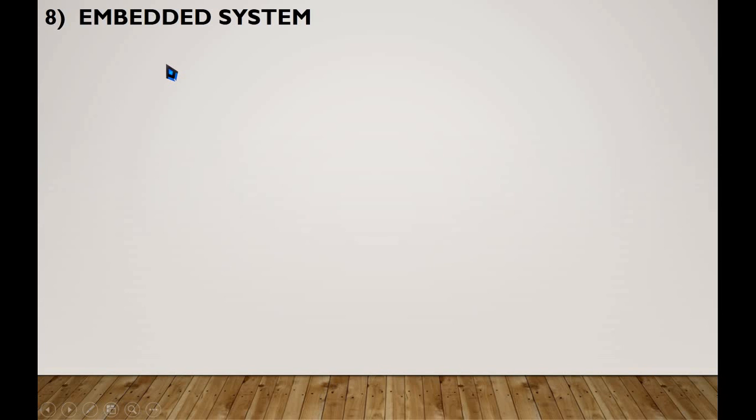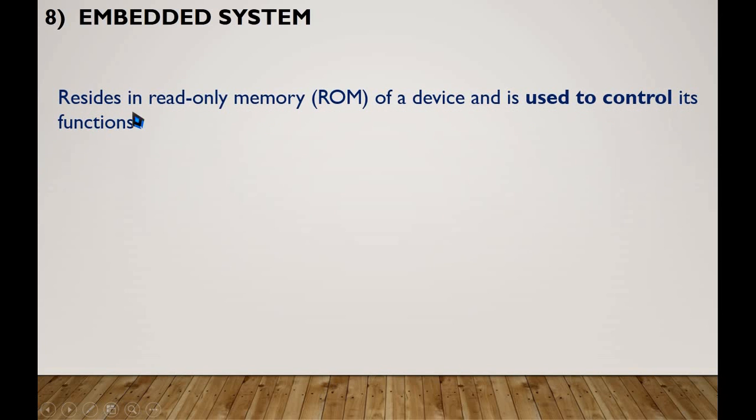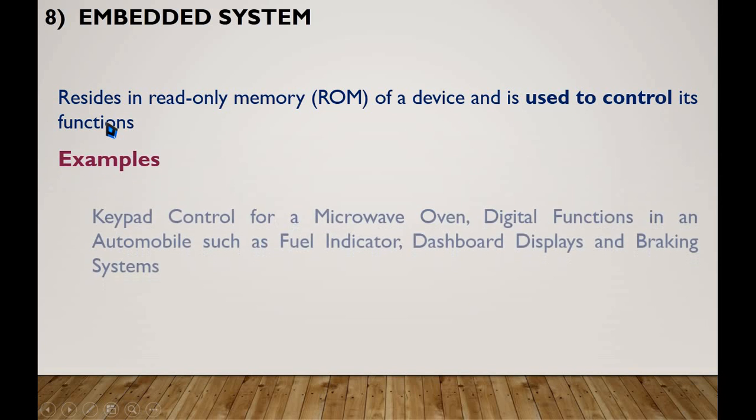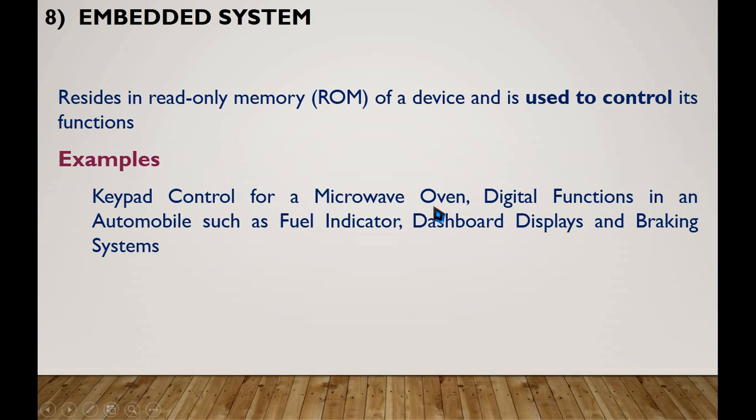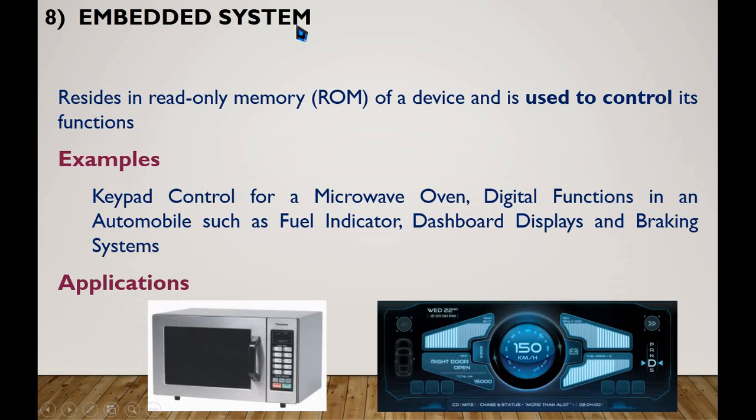And eighth is embedded system. It resides in the read-only memory of a device and is used to control its functions. For example, the keypad control of a microwave oven, digital functions in an automobile such as the fuel indicator, dashboard display and braking system. So these are all examples of embedded systems. This system is also an example of an embedded system. So these are the types of software.